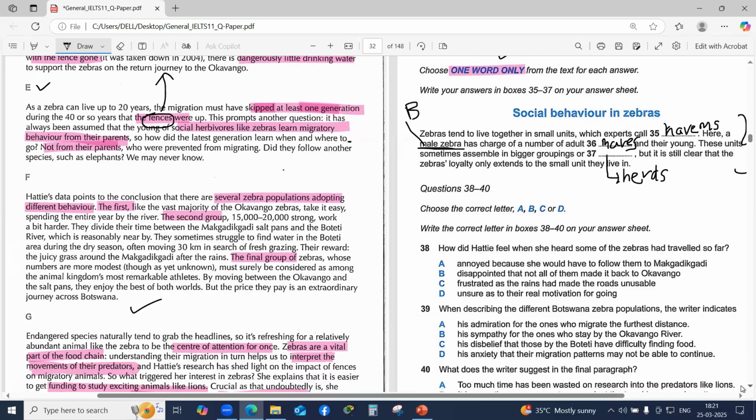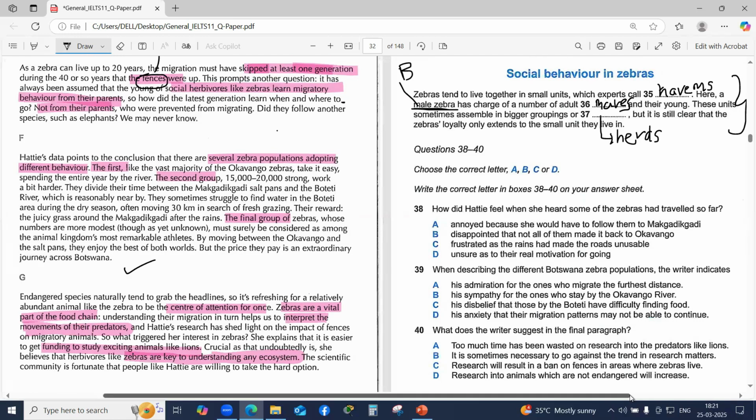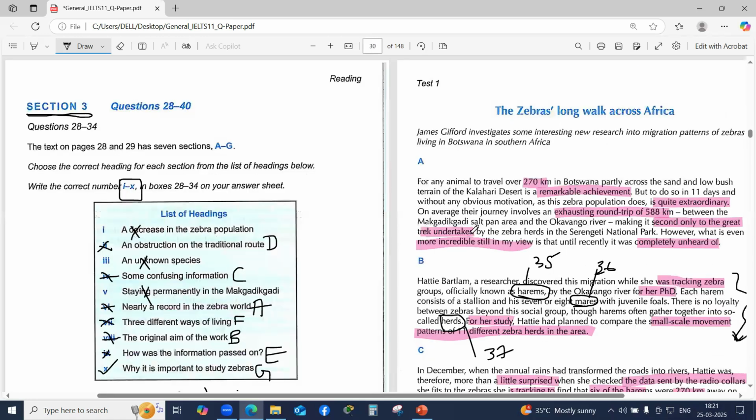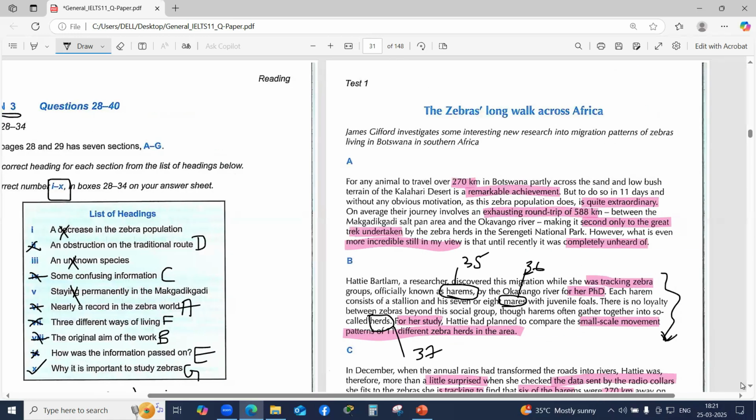Now let's solve the last three questions, 38, 39, and 40. If your memory is good, you should definitely be able to get your answers without any hesitation. Question number 38: how did Haiti feel when she heard some of the zebras traveled so far? Which paragraph was talking about traveling so far? Yeah, the paragraph where she found the data using the radio collars attached to the neck. Correct? It was that paragraph, right? Zebra collars were attached to the neck.